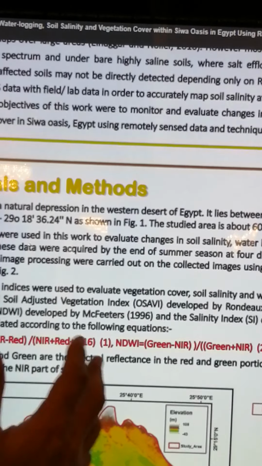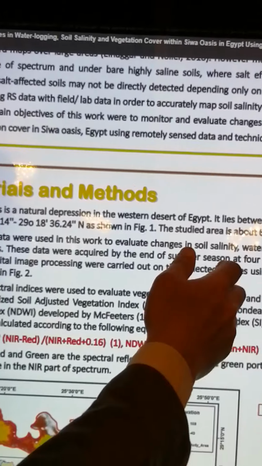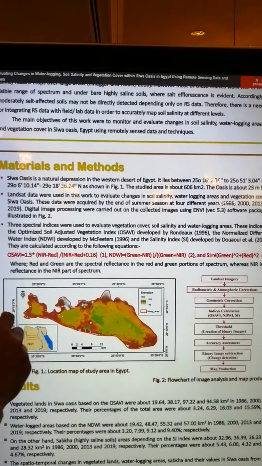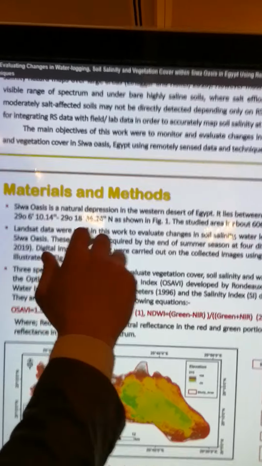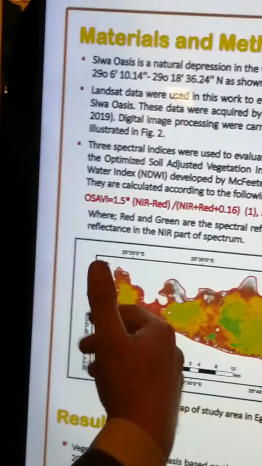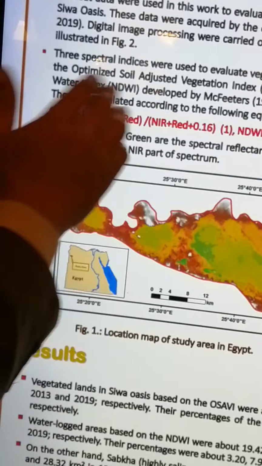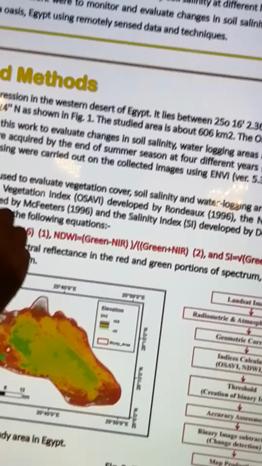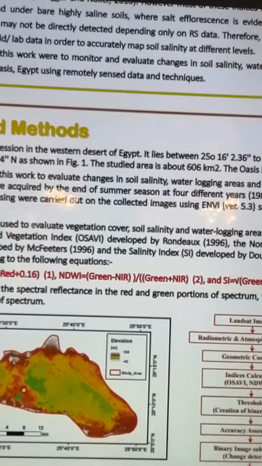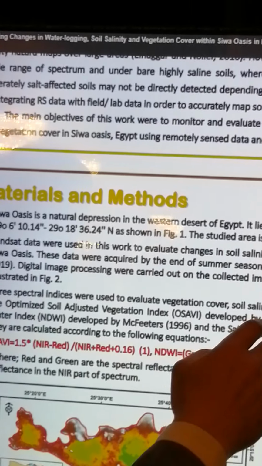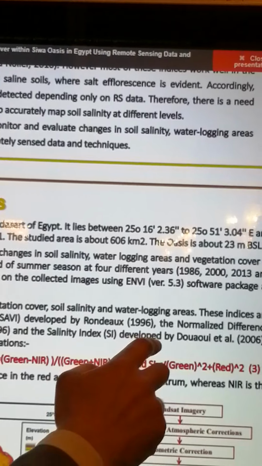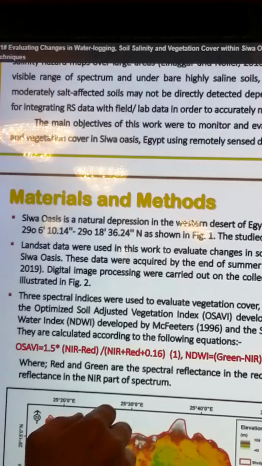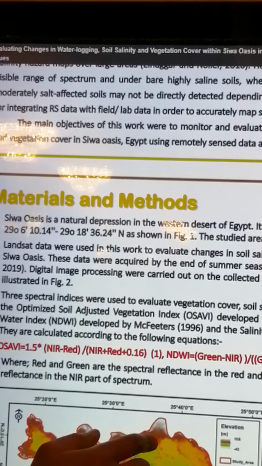And I did the image processing and analysis using the ENVI software package. Also, I've used 3 spectral indices to study the changes in these land covers: vegetation, soil salinity, and waterlogging. These indices are the optimized soil adjusted vegetation index developed by Rondeaux, the normalized difference water index developed by McFeeters, and one of the salinity indices developed by Douaoui. And these are the equations used for the calculation of these indices.